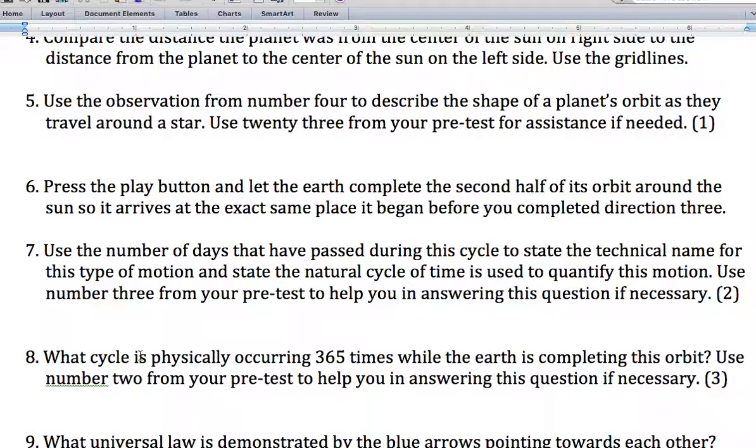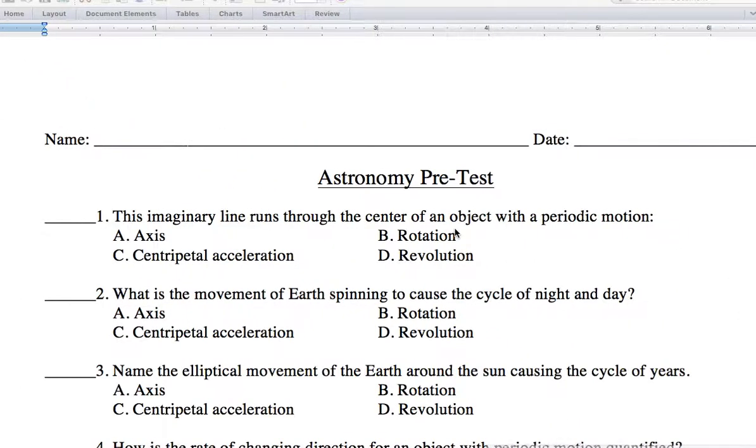All right, so what cycle is physically occurring 365 times while the Earth is completing its orbit? Let's use number 2 from the pretest to help answer this question. So the movement of the Earth spinning to cause a cycle of night and day, that is a rotation. So there is a difference between these two words. They are not synonyms, even though they are sometimes treated as such. When the Earth spins around itself, it causes the cycle of night and day, whereas when the Earth orbits around the sun, that causes the cycle of a year.